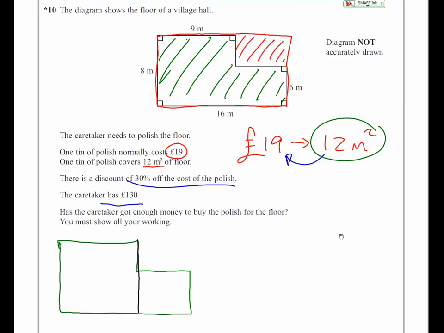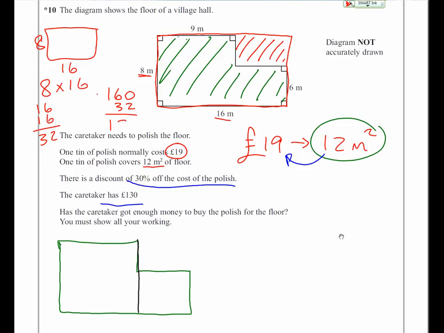So the big rectangle is 8 up and 16 across, so it's going to be 8 times 16. Non-calculator paper. 10 times 16 is 160. 2 times 16, 16 doubled, is 32. So you want 8 lots, so you've got 10 lots, you take away 2 lots, that's going to give you 8 lots. Okay, so big rectangle is 128.